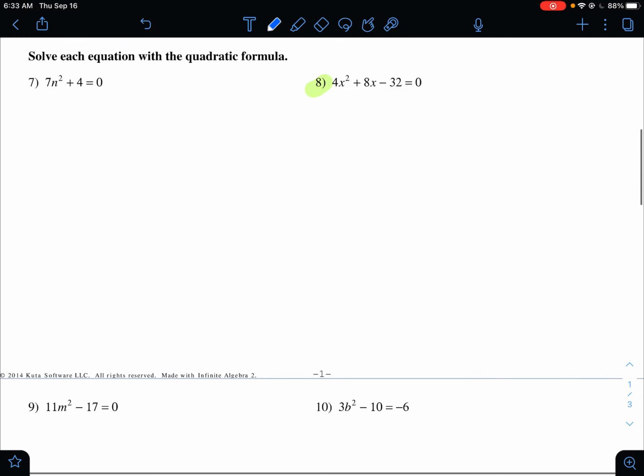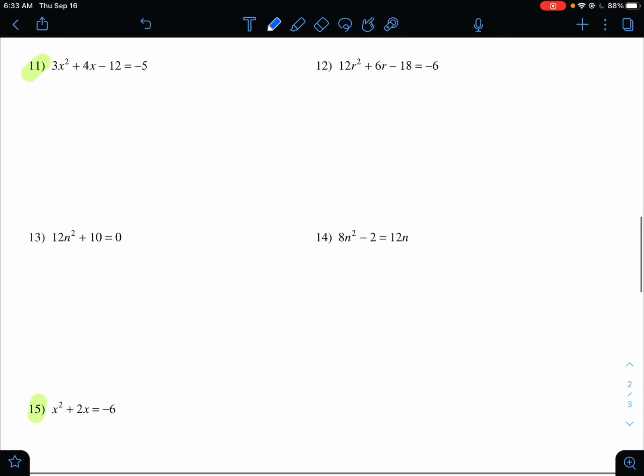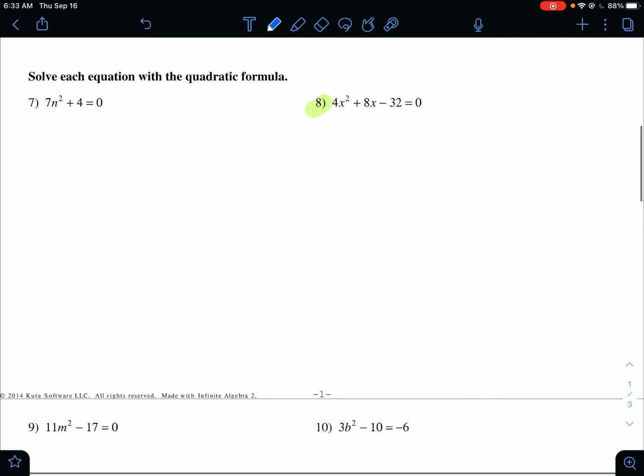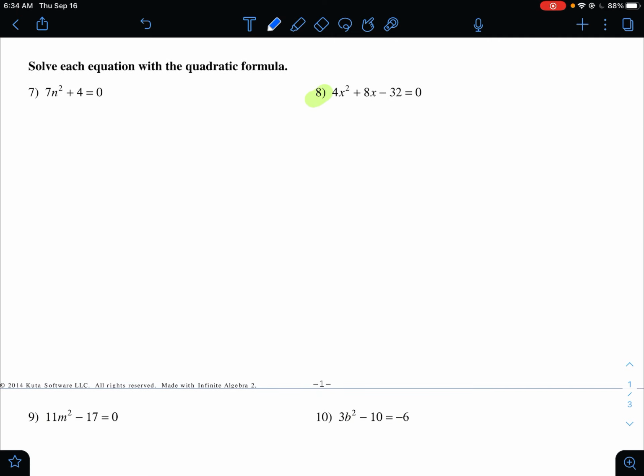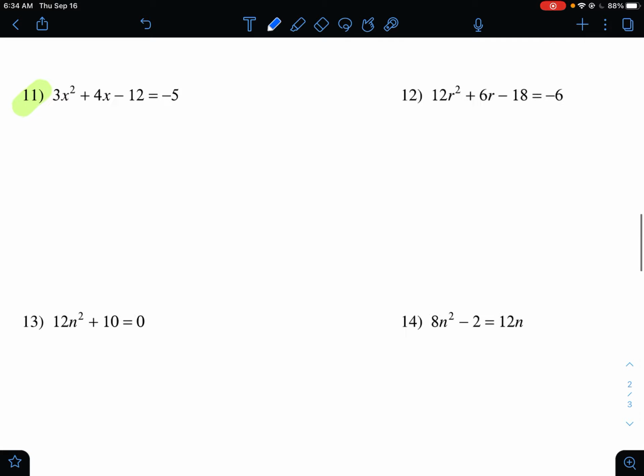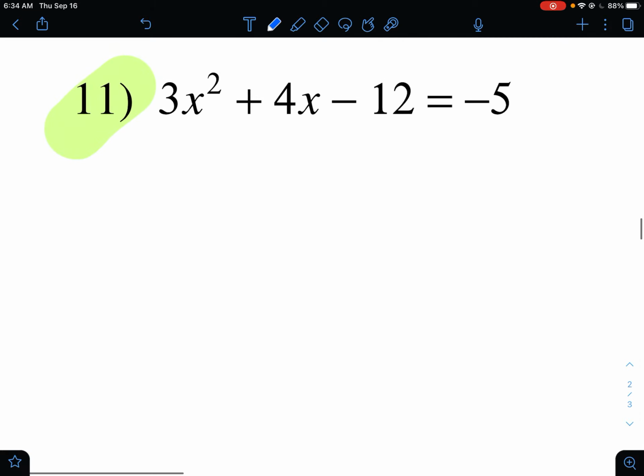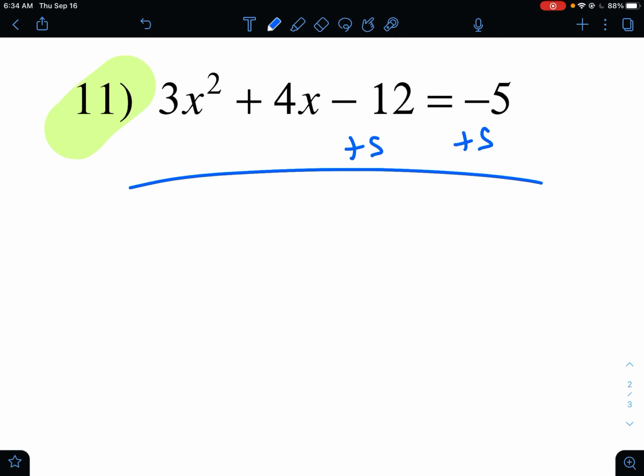But yeah, the rest of it from 7 onward is just quadratic equations, and you can solve those using your quadratic formula. I'm going to skip 8 and jump over to 11. First steps, you need to make sure it equals 0. So you're going to add 5. We got 3x squared plus 4x minus 7 equals 0.